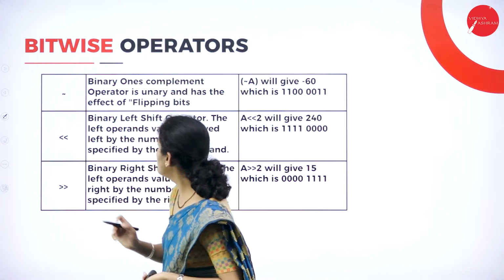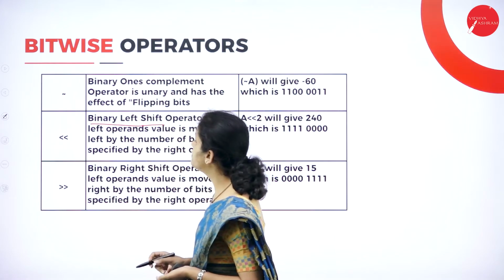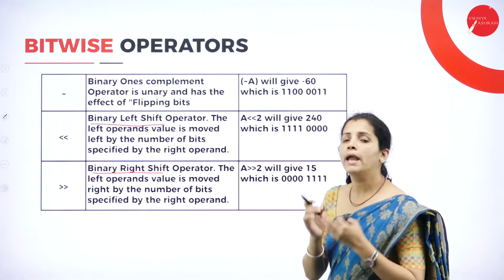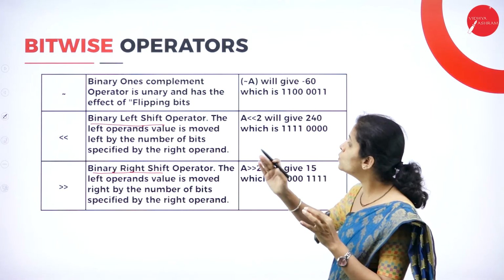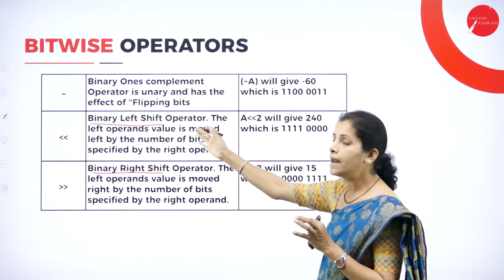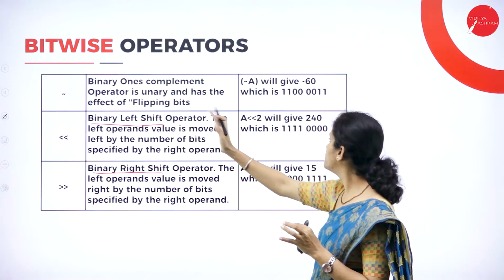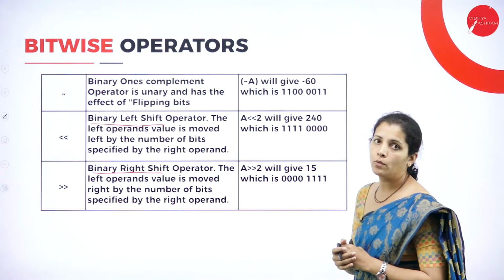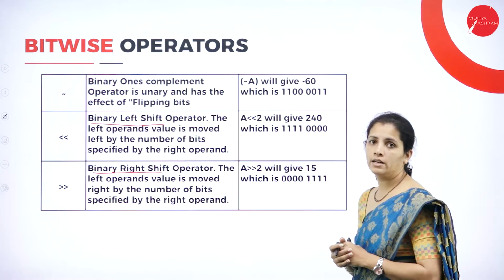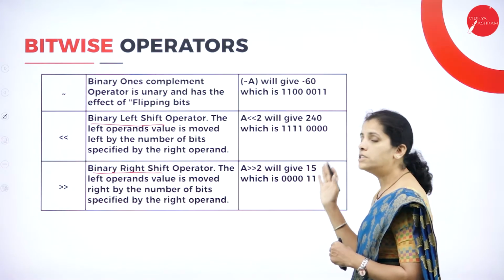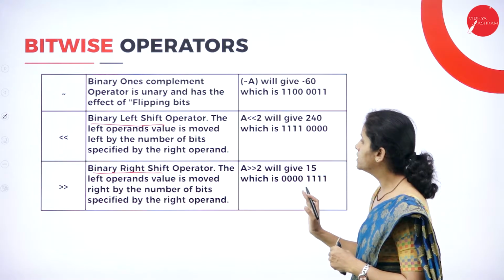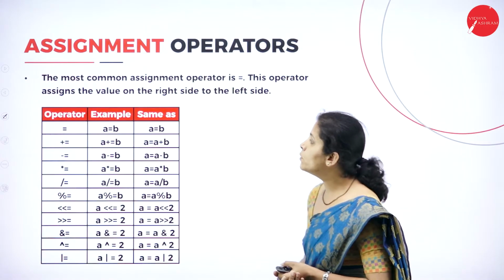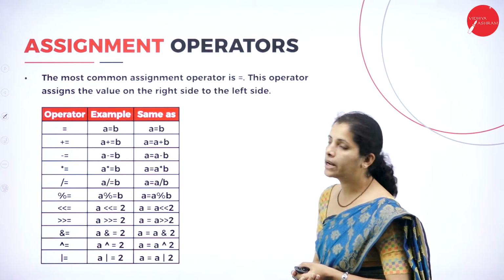And I'm going to have the binary left shift as well as the binary right shift. If I want to perform any shifting operation toward the left, then I'm going to have the binary left shift operator. And once again, another type, I'm going to have the binary right shift operator, so I'm going to shift towards the right. Okay, this is all about bitwise operators. Now I'm going to have the assignment operators.